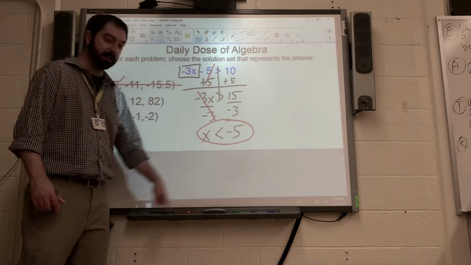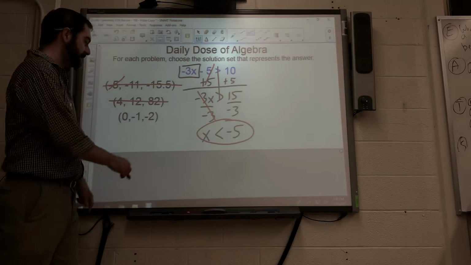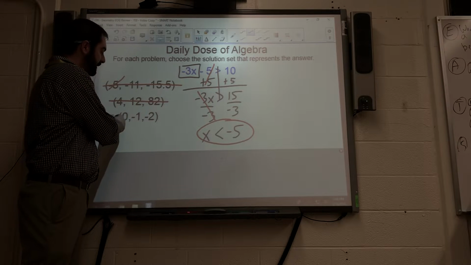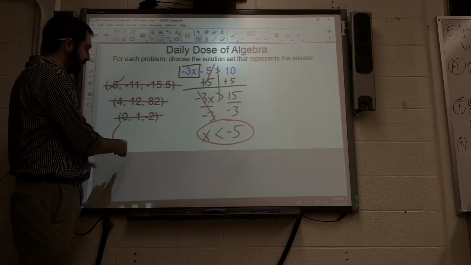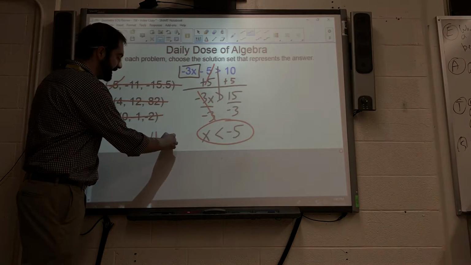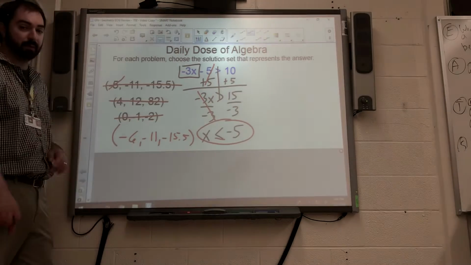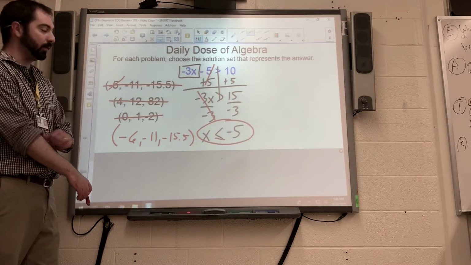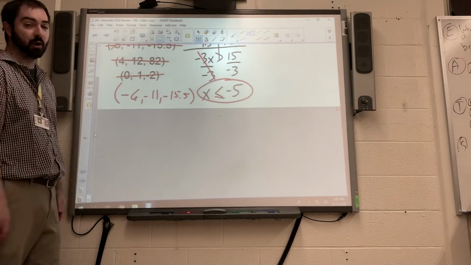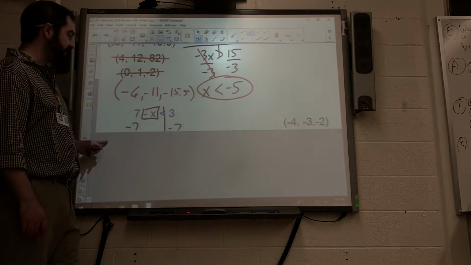4 is less than 5. No. 0 is less than -5. No. -1 is less than -5. No. -5 or -2. So in this problem, 3 real numbers. This one was the closest, but it should have started at -6, then -11, then -15.5, okay? Or if we put a line underneath of that, then yes, that would have been true. So on that one, just got to be a little careful. We had a little mistake with the answer choices. But we should have been looking for numbers that were all less than, all to the left of -5.